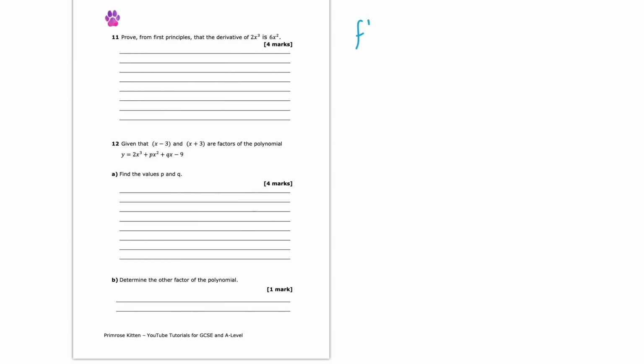So it is f'(x) equals f(x plus h) minus f(x) over h in the limit where h tends to 0, okay? Now that looks very fancy, it looks very technical, but they give it to you, we just need to know how to use it, all right?